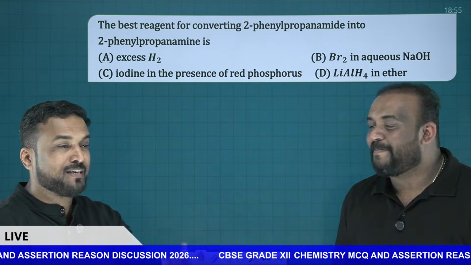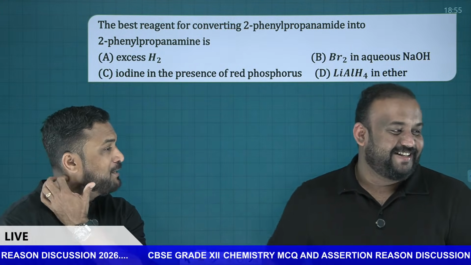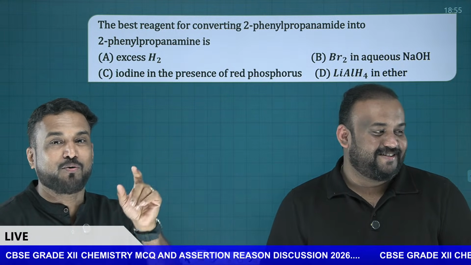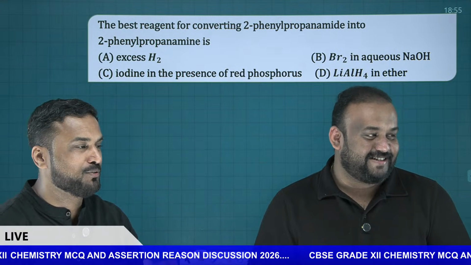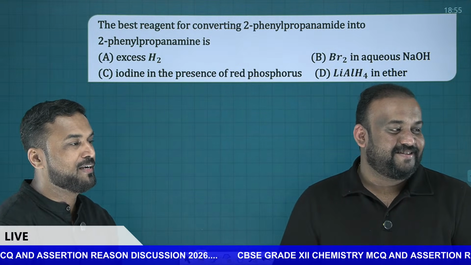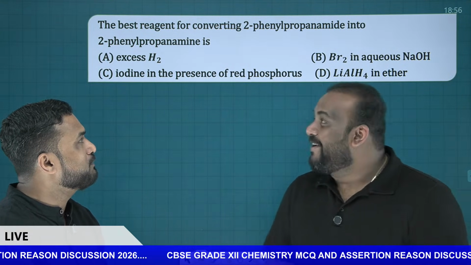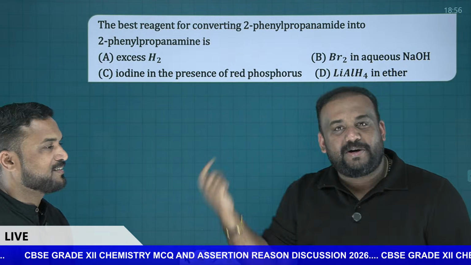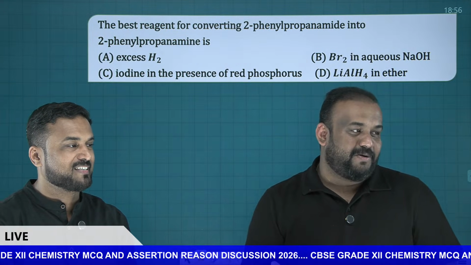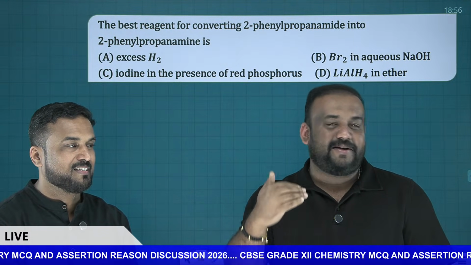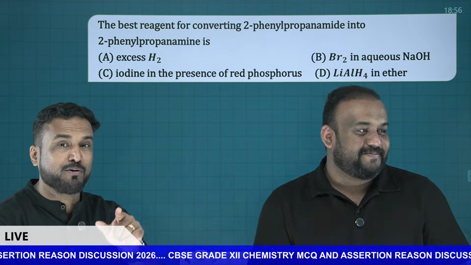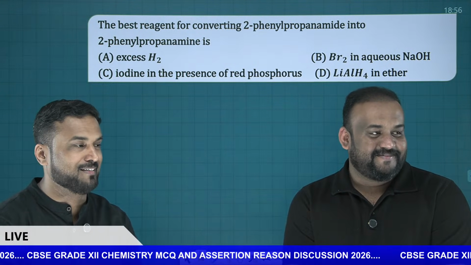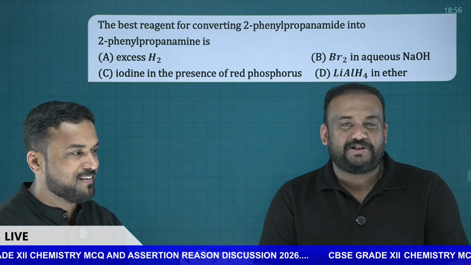Many options came as B, which means people directly jumped to Hofmann's bromamide reaction. But keep in mind, 2-phenyl propanamide already has 3 carbons, and propanamine also has 3 carbons. Hofmann bromamide is a degradation reaction, so there will be 1 carbon less in the amide. In this particular question, the carbon number did not reduce. This is not a degradation reaction. It's a direct reduction of amide into amine.